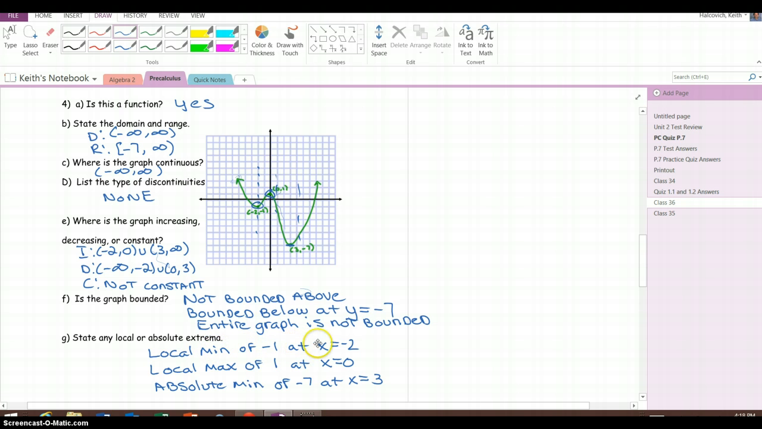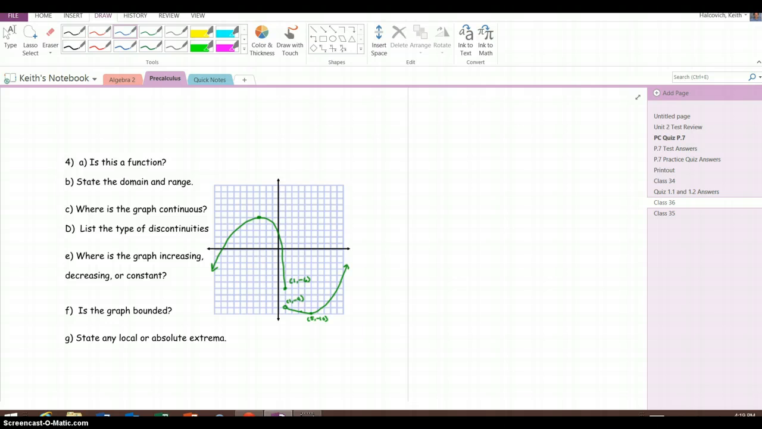All right, to the next page. So looking at this one, is it a function? Doing the vertical line test, you will find that it is a function. Even though right here it looks like there's two x's, but notice there's an open circle there and a closed circle, so that only counts as 1 point.